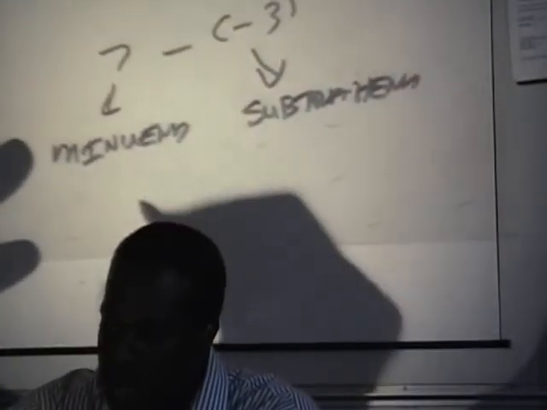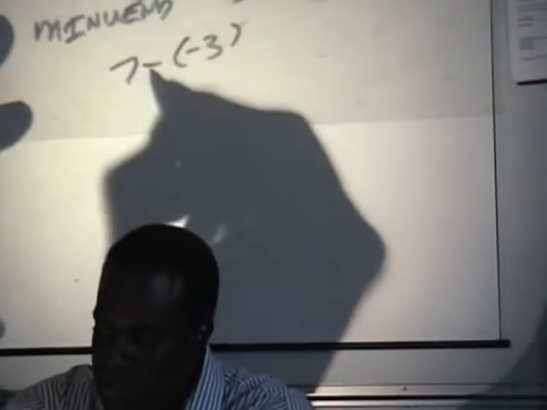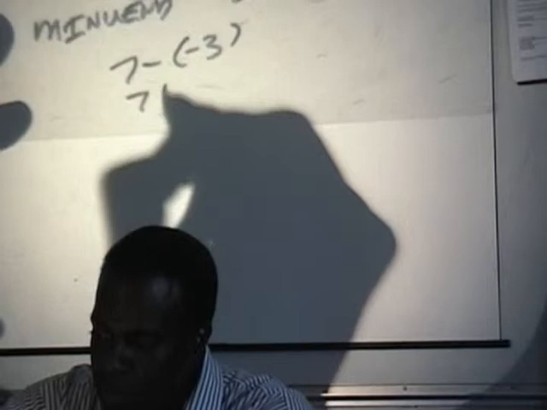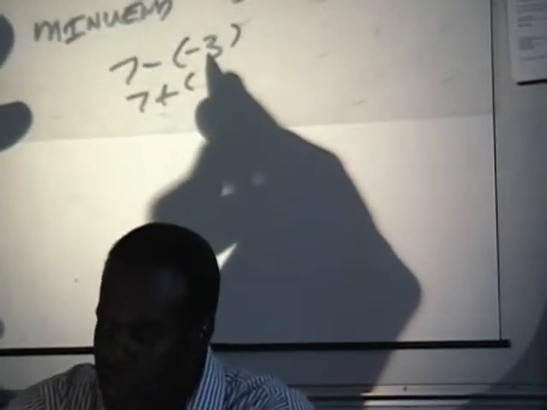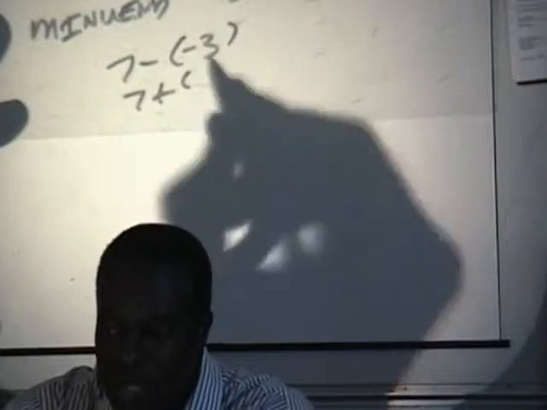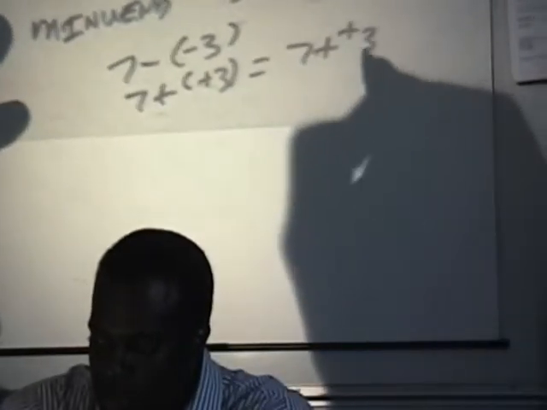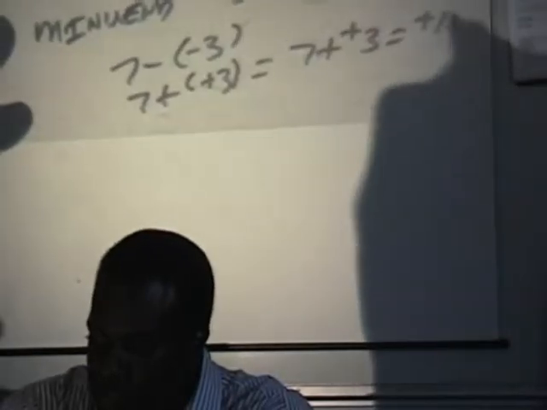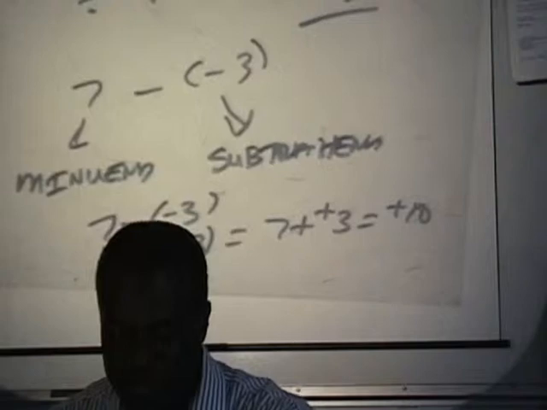So, getting back, we have 7 minus a negative 3. Change from subtraction to addition, that'll be 7 plus, and change the subtrahend sign only, to positive 3. So now you have 7 plus a positive 3, which is positive 10. Remember those rules, okay? Let's move on.